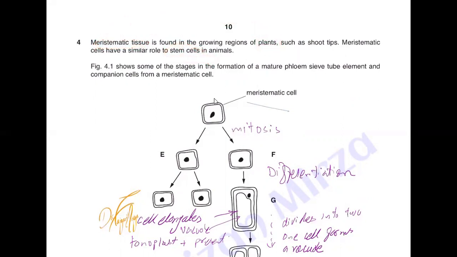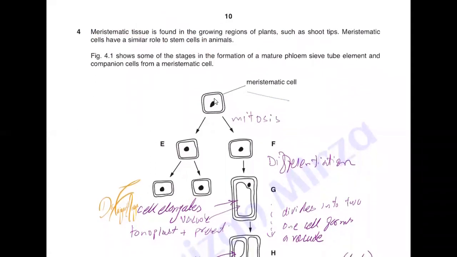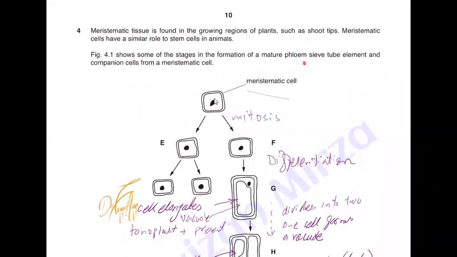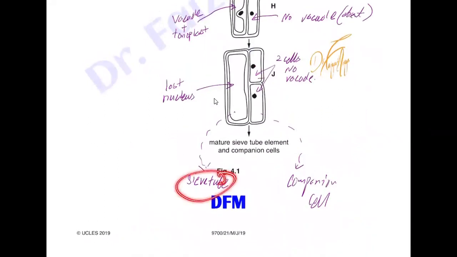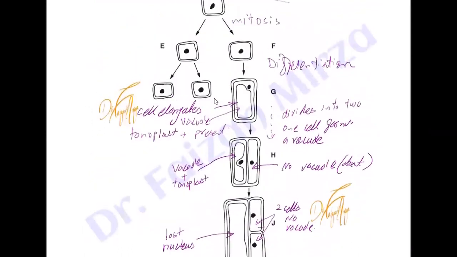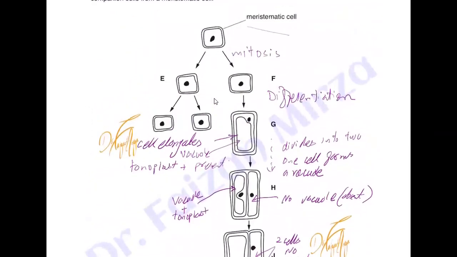So figure 4.1 shows some stages of the formation of the mature phloem sieve tube element and companion cell. We know what the sieve tube element is and what a companion cell is. From a meristematic cell, there's a meristematic cell here, and eventually it's going to form cells which will form the sieve tube and companion cell. We can just annotate this diagram for our own understanding. So what's happening here? The meristematic cell, you can see it's dividing into two cells which are exactly alike, and this division must be by mitosis.